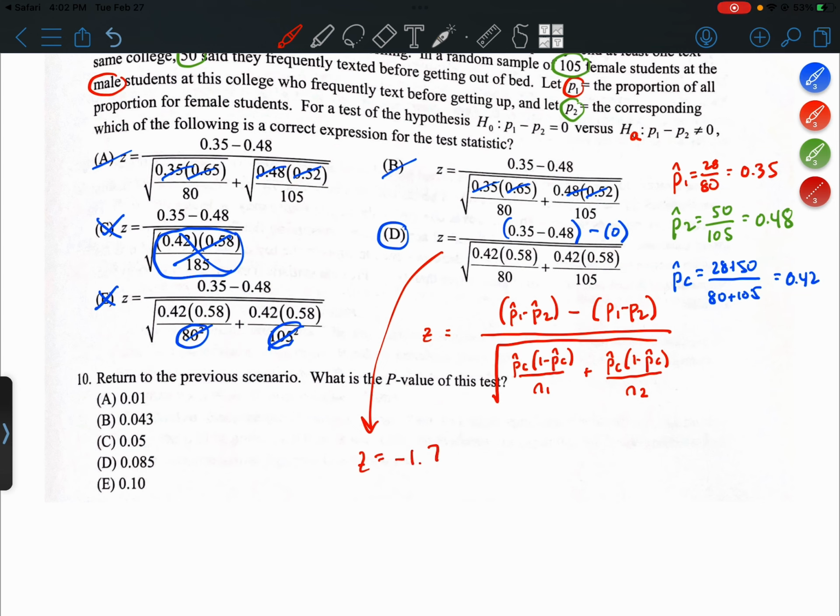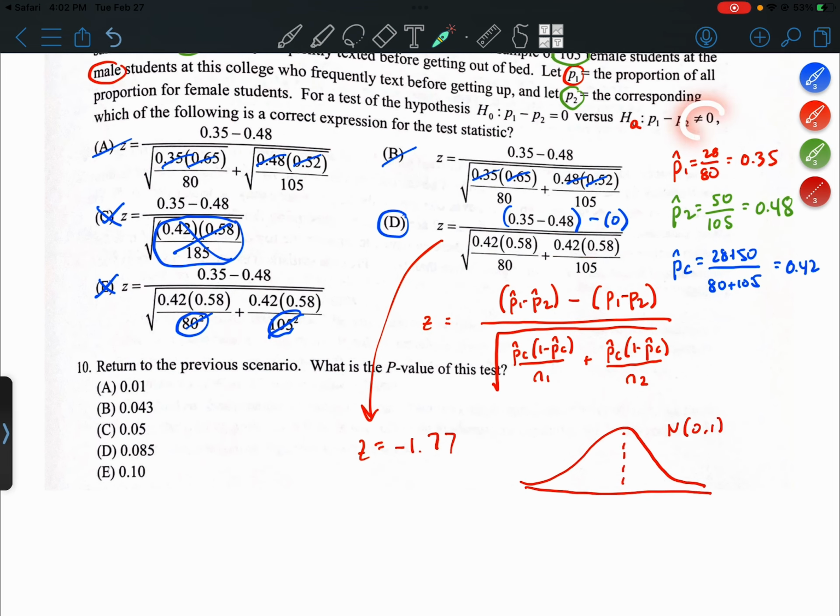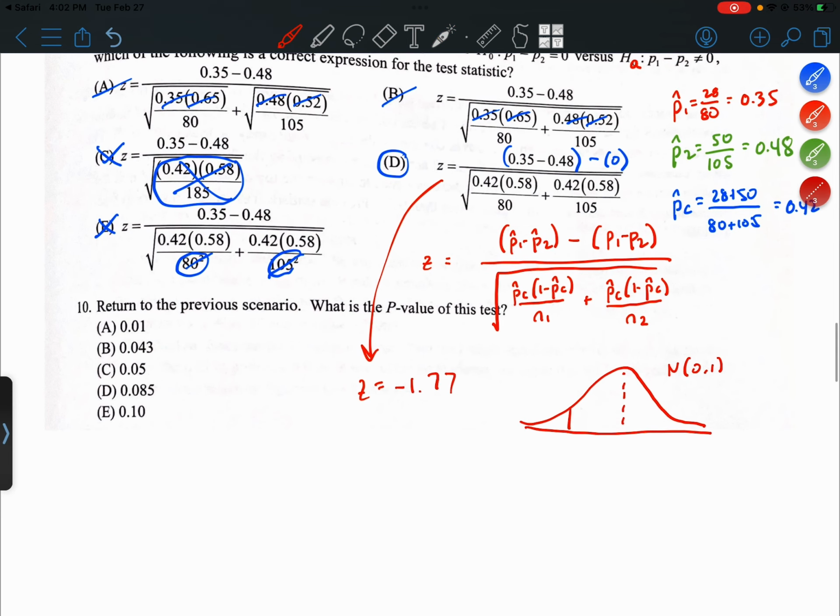negative 1.77. All right. So the p-value measures the probability of getting something as extreme or more extreme in the direction of the alternative hypothesis. Now, our alternative hypothesis is two-sided, so we're going to have to shade the area of both the left and the right tail. So negative 1.77 is in the left tail.